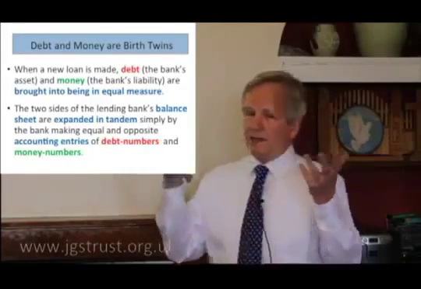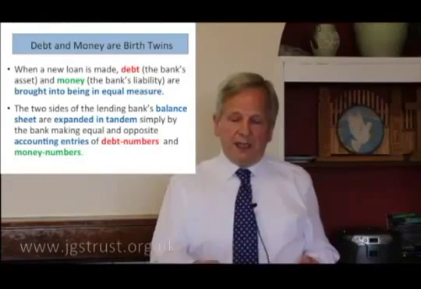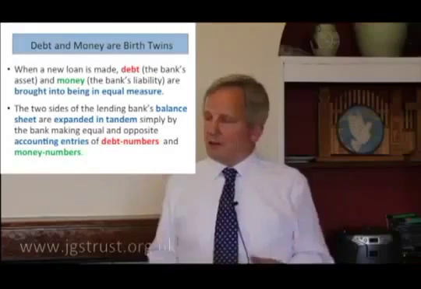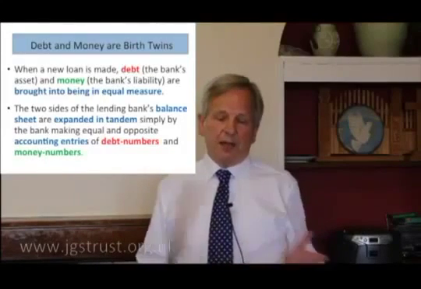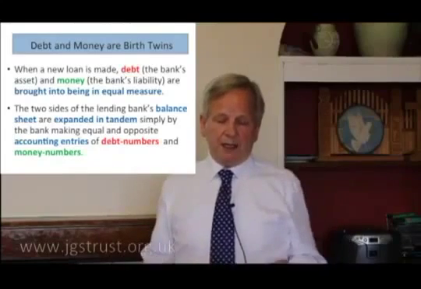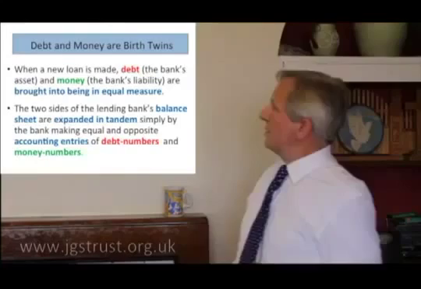That's it. So we can say that debt and money are birth twins. They come into existence together. When a new loan is made, the debt and the money come into being in equal measure on opposite sides of the balance sheet. So the balance sheet is expanded in tandem, new accounting entries of debt numbers and money numbers.